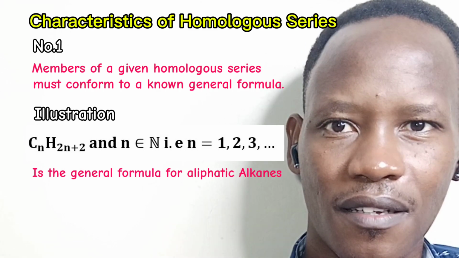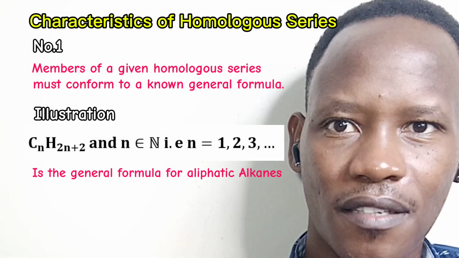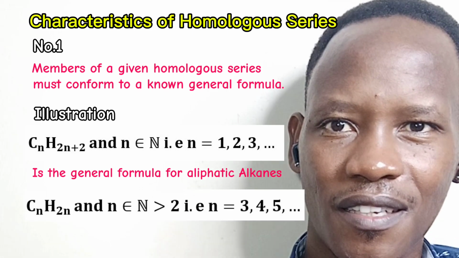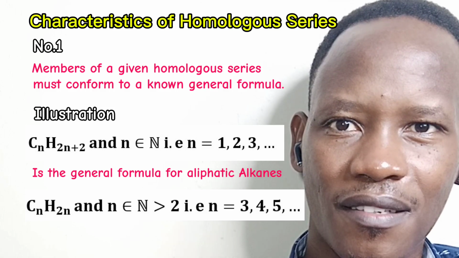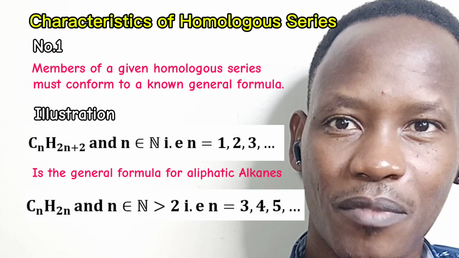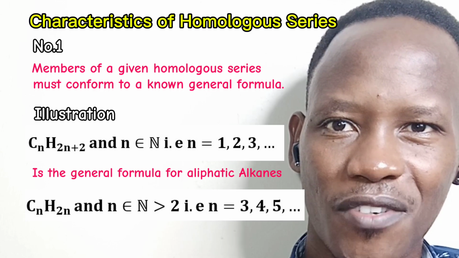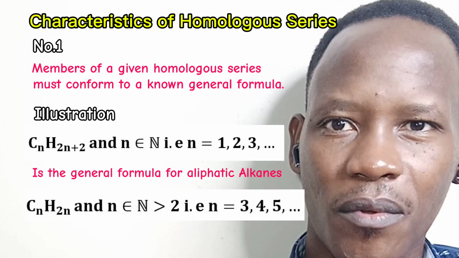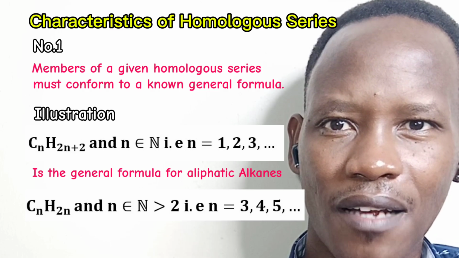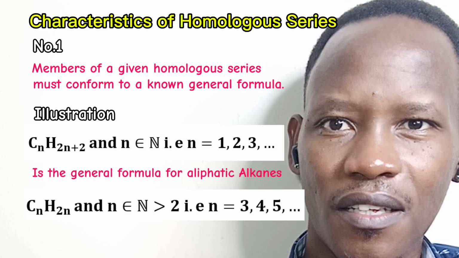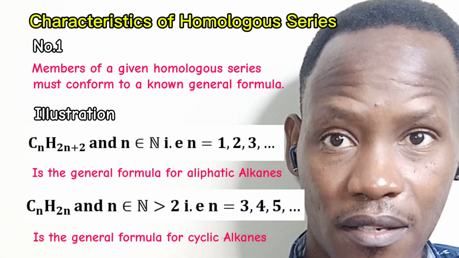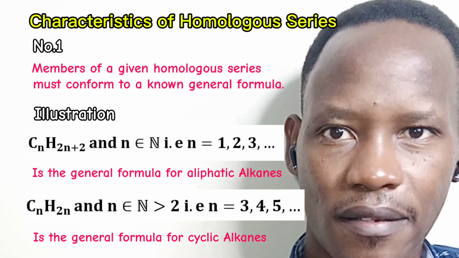for aliphatic alkanes. And the second general formula displayed also besides here, whereby n is still a natural number greater than 2, implying that n takes on the integral values 3, 4, 5, 6, and so on, is the general formula for cyclic alkanes.